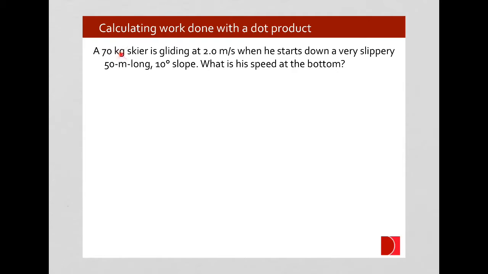We have a 70 kilogram skier that's gliding at 2 meters per second when he starts down a very slippery 50 meter long 10-degree slope. We want to know what his speed is at the bottom.